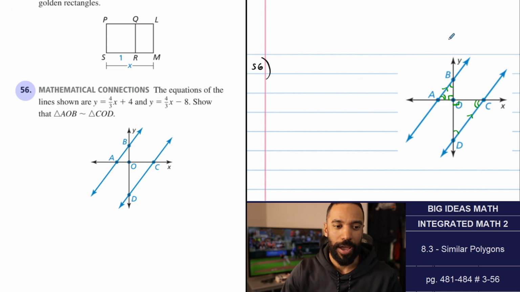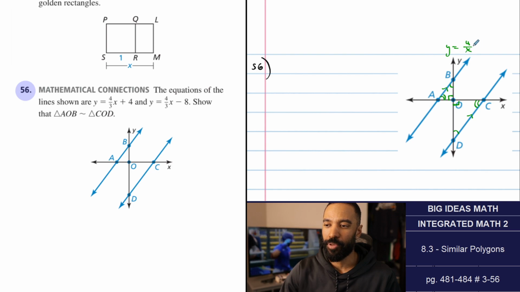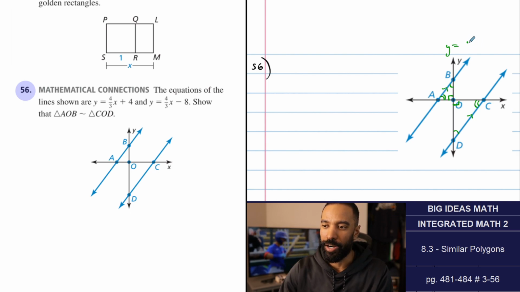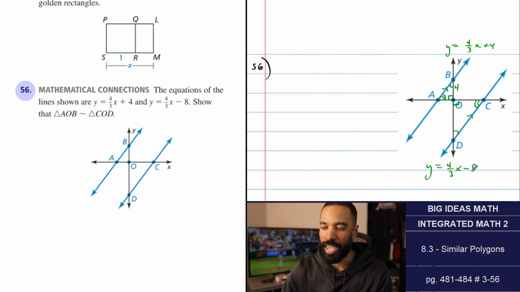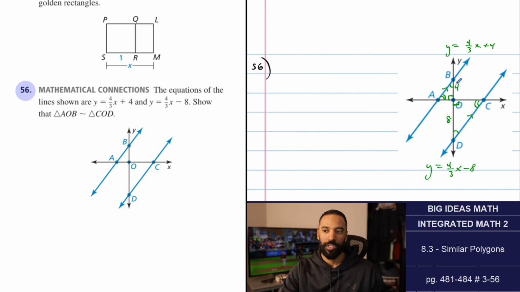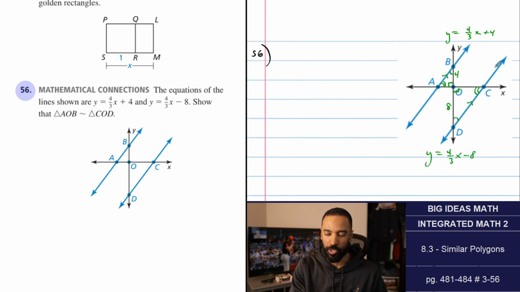Now, you also have y equals 4/3 x plus 4, and that plus 4 means the 4 is the y-intercept, that length is 4. This is y equals 4/3 x minus 8, and that means this length down here, negative 8, is 8 right there. So 8 to 4 is a 2-to-1 ratio for the big triangle to the small triangle.